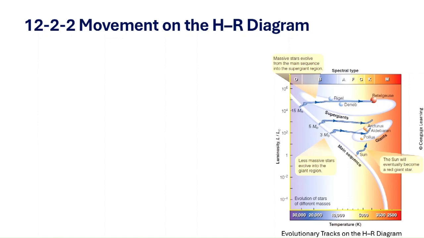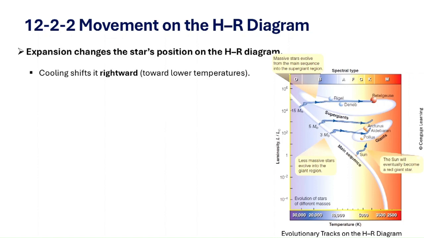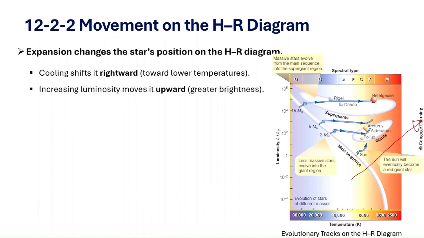As the star's envelope expands, the surface cools. And on the HR diagram, a cooler temperature means the star's point shifts to the right. At the same time, the star becomes more luminous because its surface area increases dramatically. So this pushes its point upward on the diagram. The net effect of the red giant expansion is a movement diagonally up and to the right.